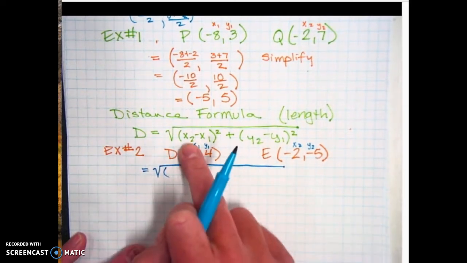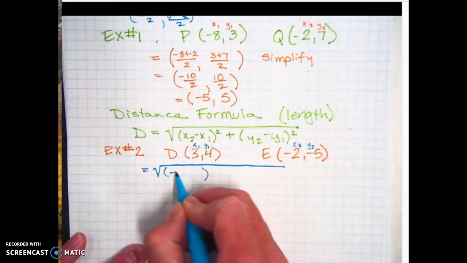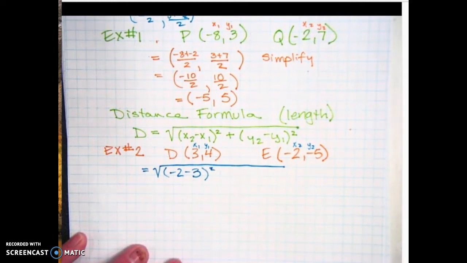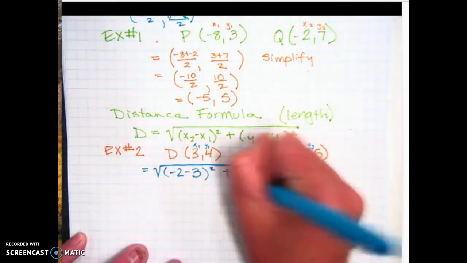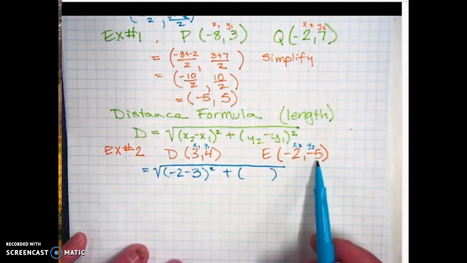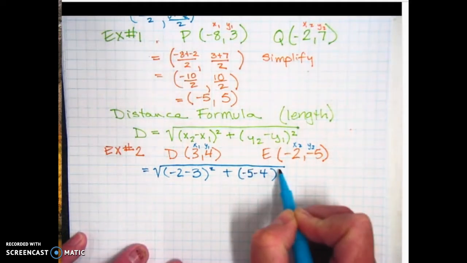So let's plug in under this distance formula, under this big long radical, our numbers. So we want the x2 minus the x1. So -2 minus 3. And then we're going to square that. Plus the y2 minus the y1. So -5 minus 4. And then square that.